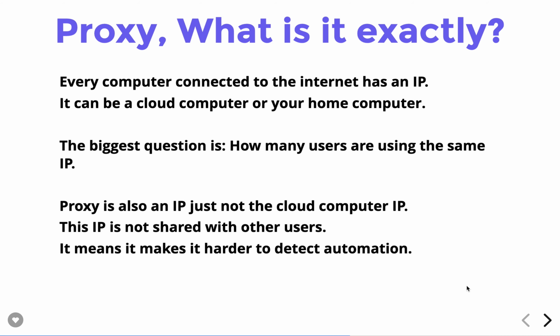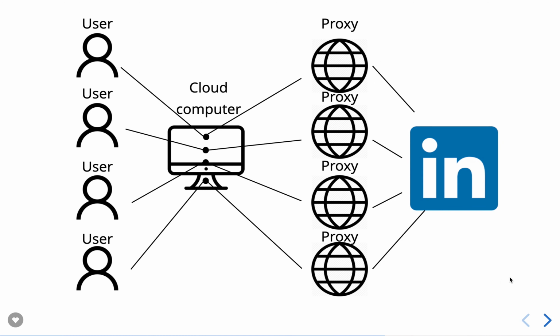So what exactly is a proxy? Every computer that is connected to the internet has an IP. It can be a cloud computer or your home computer, it doesn't matter. Every computer has an IP. The biggest question is, how many users are using the same IP? A proxy is also an IP, just not the cloud computer IP. The IP is not shared with other users. It means it makes it harder to detect automation, and let's see what exactly is a proxy.